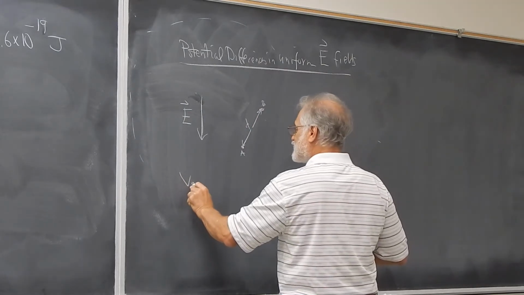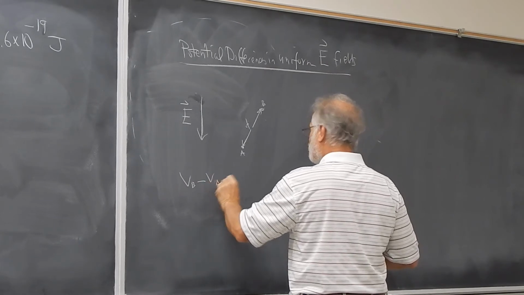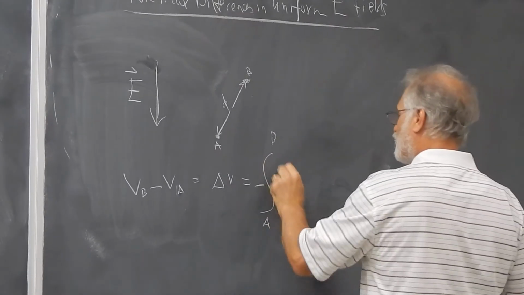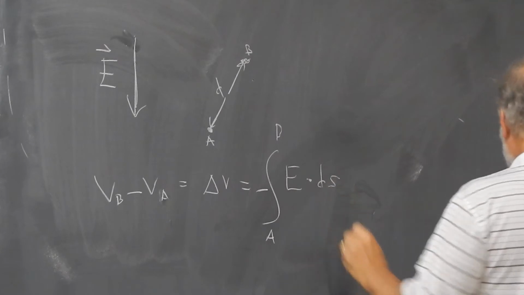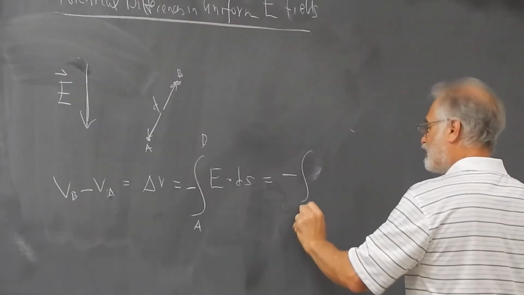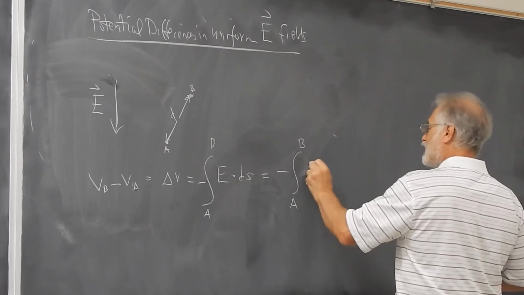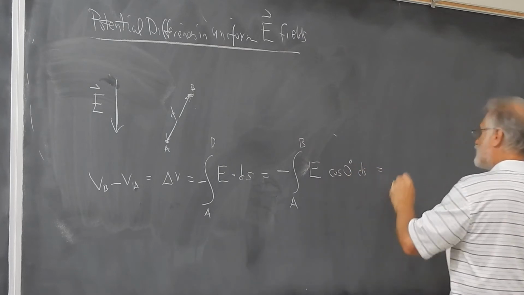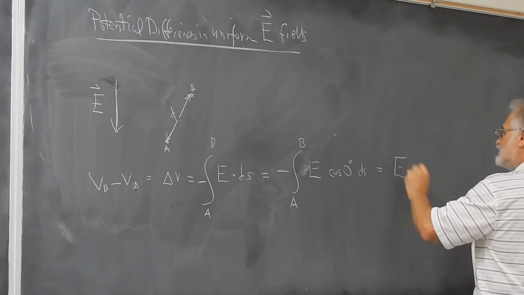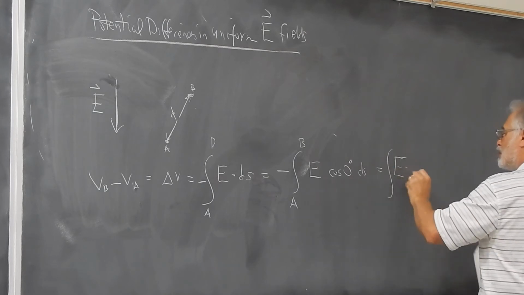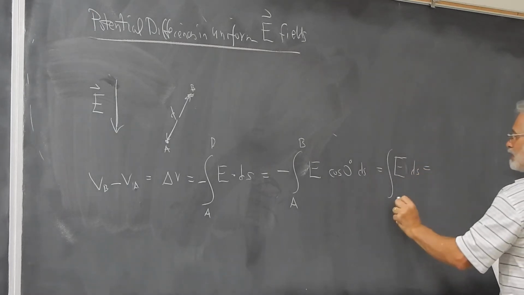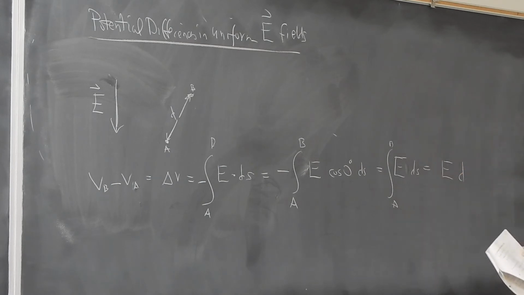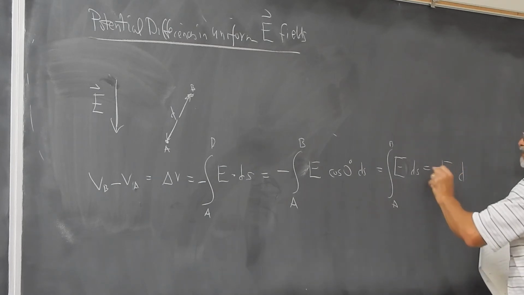The potential difference between those points, between VB and VA, can be written as delta V, or the negative integral from A to B of E dot ds, which I can write as minus the integral from A to B of E times the cosine of 0 degrees ds, or minus the integral of E ds from A to B, which will just be E times d. d is the distance between those points. And of course I carry through the negative sign.